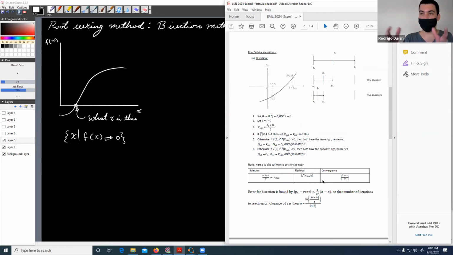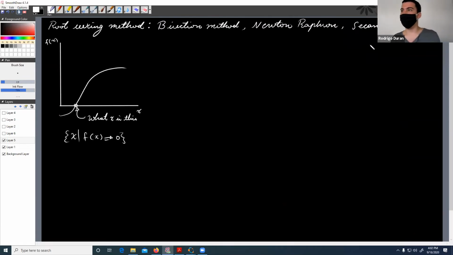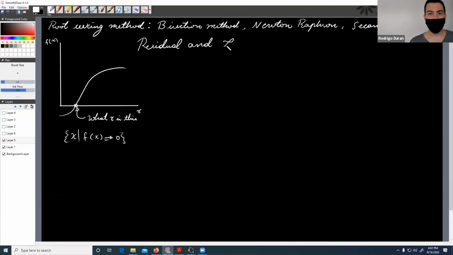So I'm not going to necessarily tell you how to do this. I think this is something that you should be able to figure out on your own. It's very easy. But I do want to talk about something called the residual and iterative convergence, because you're going to have questions that pertain to this. So you have the residual, and you have iterative convergence.